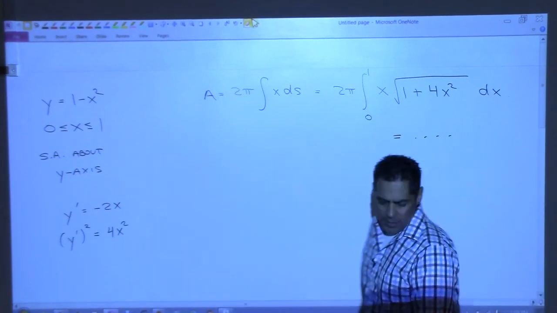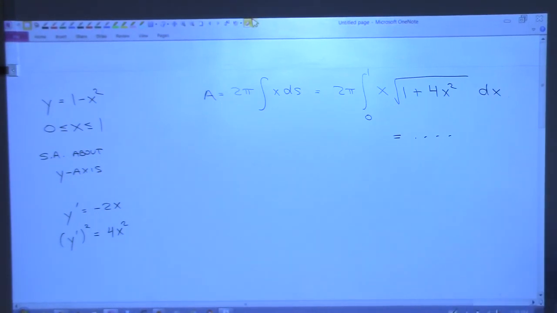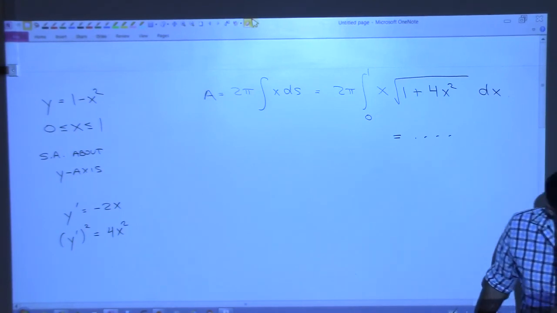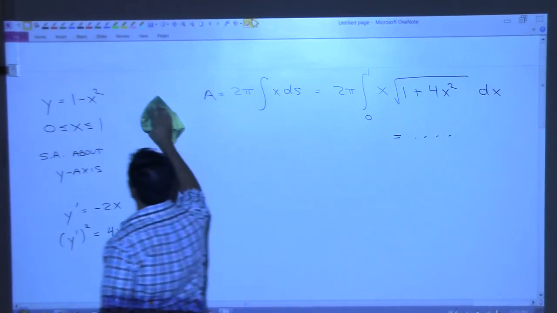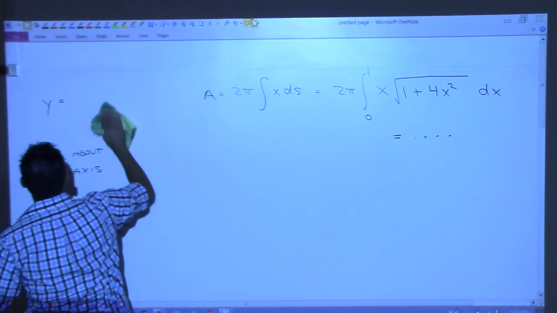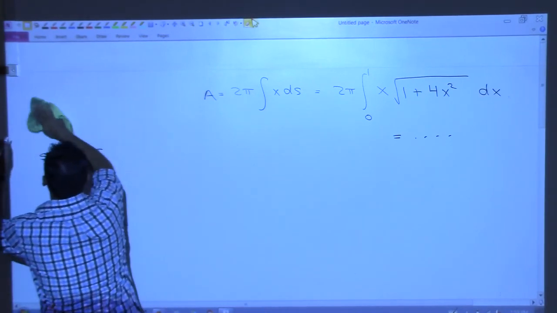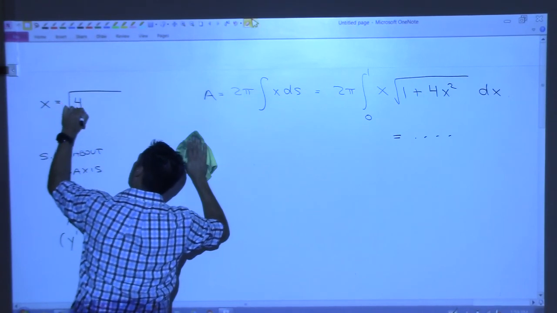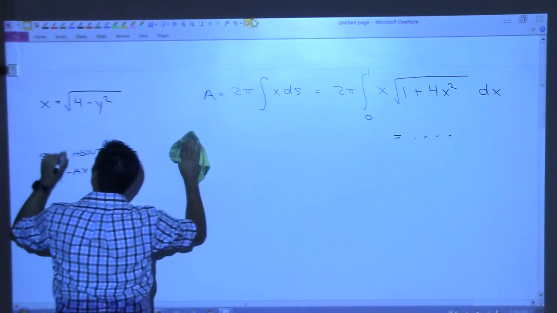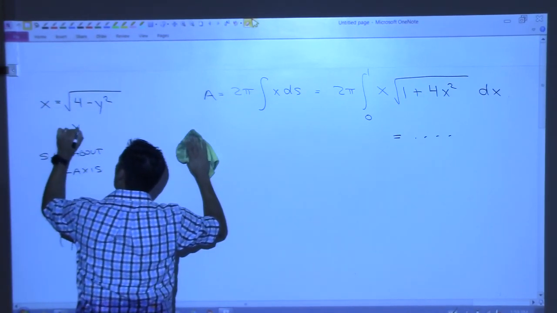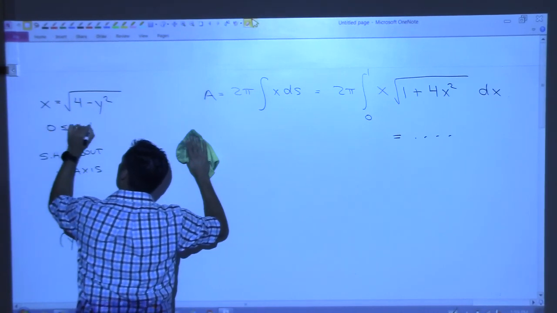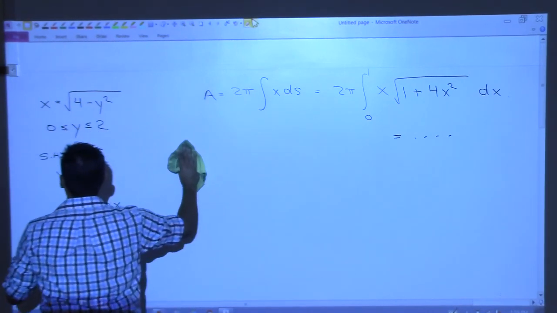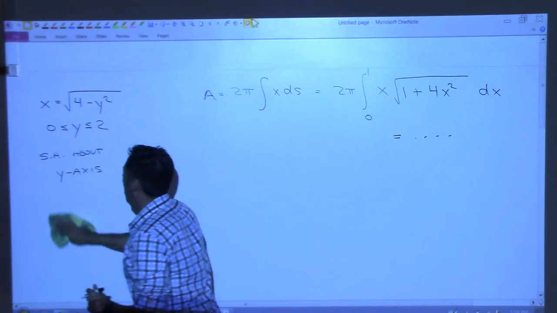Okay. Let's look at one last one. x is equal to the square root of 4 minus y squared, and y is between 0 and 2. And I want to rotate this around the y-axis.